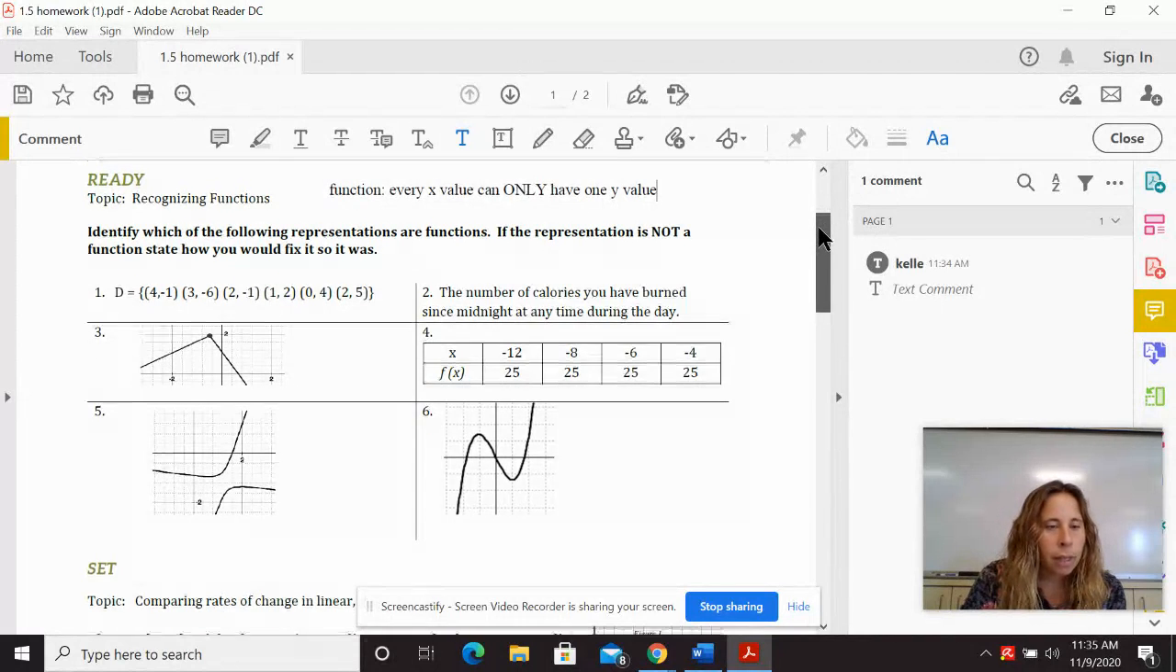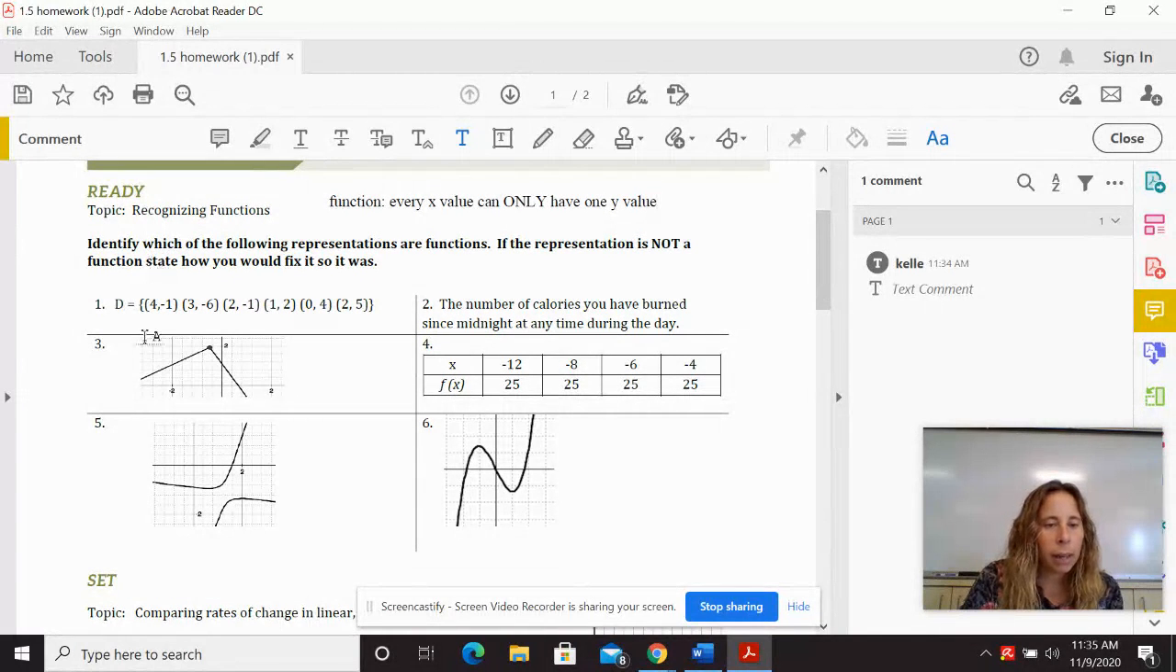So the first one, this is similar to ones we did in class. So I have the point when x is 4, y is -1. When x is 3, y is -6. When x is 2, y is -1. When x is 1, y is 2. 0 and 4, 2 and 5. All right, so do I have any repeated x values?